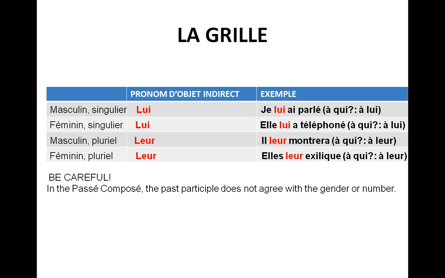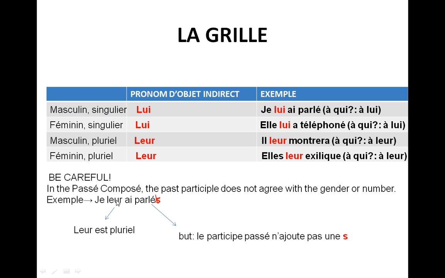So I wanted to stress the fact that in the passé composé, like you can see also in the example elle lui a téléphoné, the past participle does not agree with the gender or number. What does that mean? If I give you the example je leur ai parlé, what do you see here? Leur, right here, it's plural, right? But parlé doesn't take an S. When you have a passé composé, so when you have a past, je leur ai parlé, I have spoken to them. Them is plural, and it's leur, but the participle doesn't have an S.